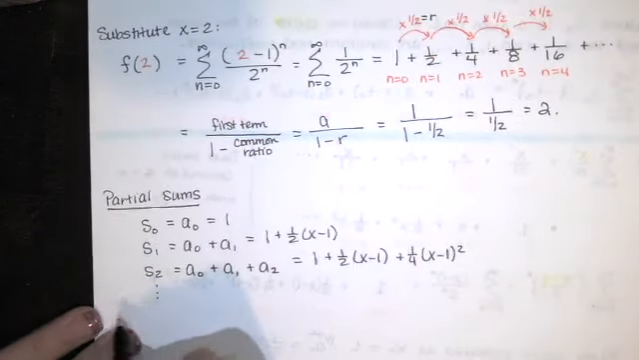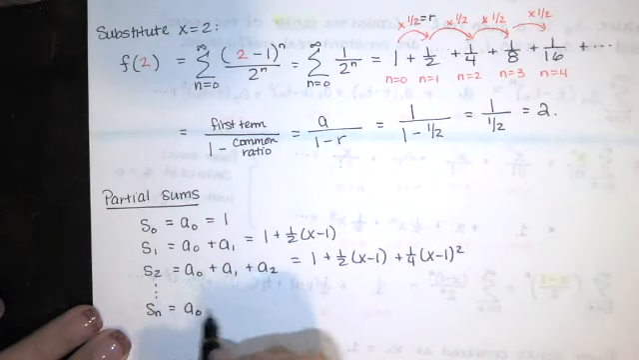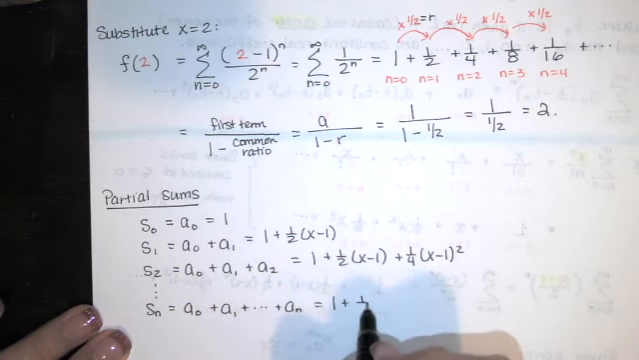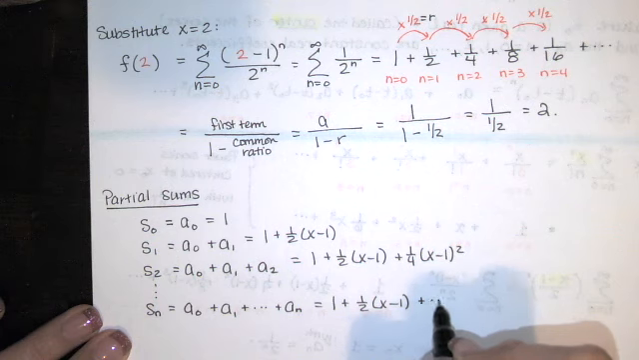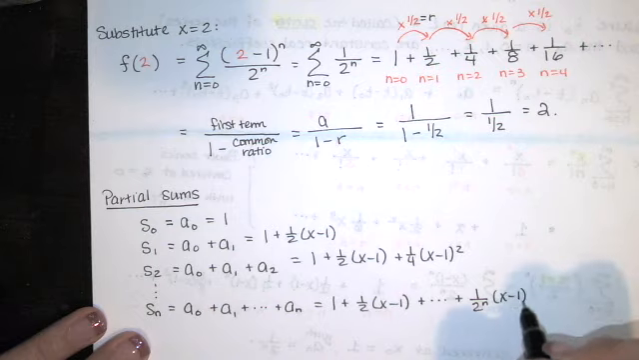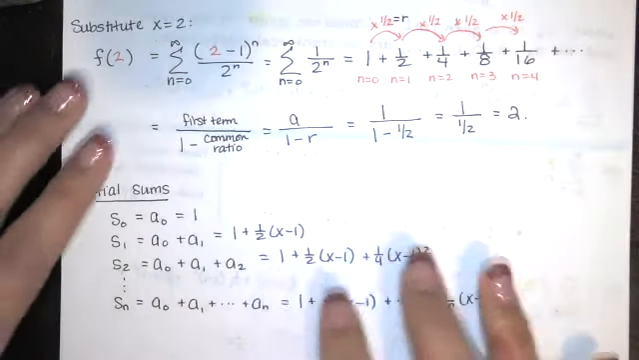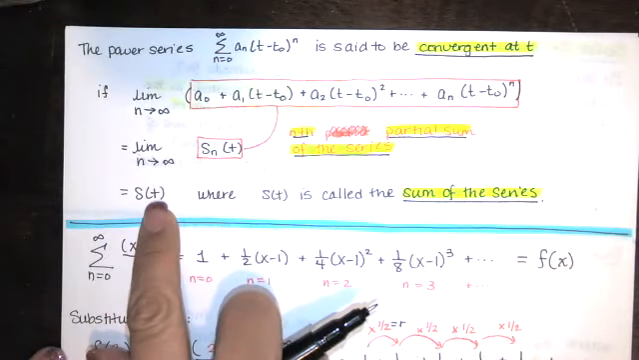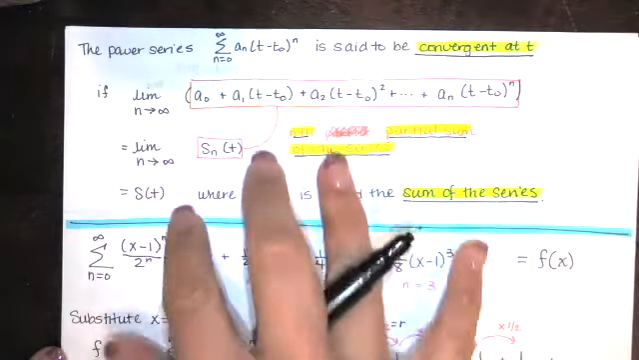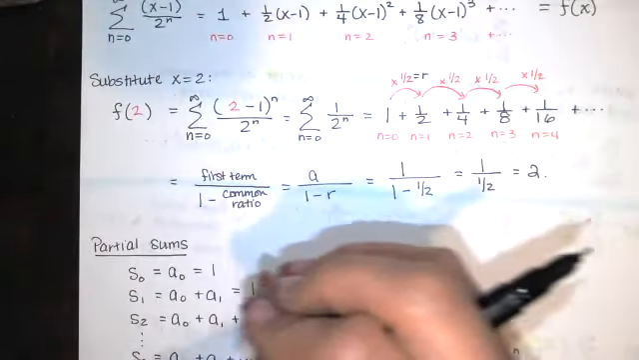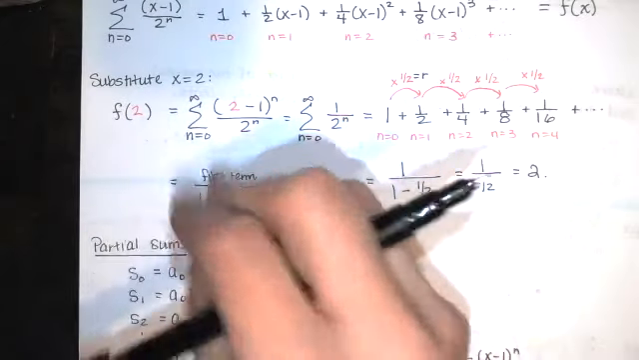And you would keep going. S sub n is the sum of a sub 0, a sub 1, a sub 2, all the way through a sub n. And the question is, does that series converge to a function of x in our case, or t in this case up here? Do we get a single function of t? Of course, it's easier to think about when we're imagining substituting in a particular x value.